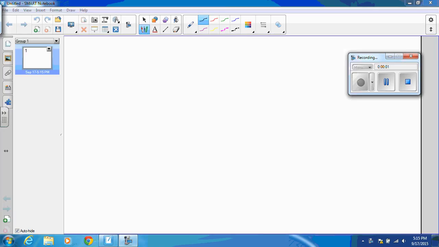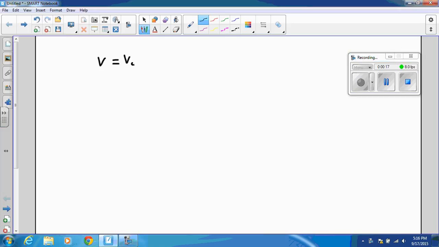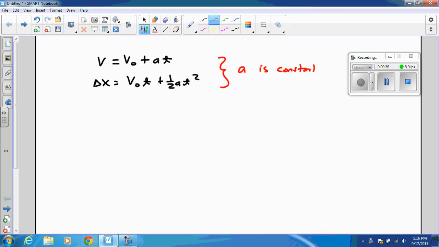Howdy. As promised, I'd like to take a few minutes to develop a couple of shortcuts, a couple of formulas that come about by substituting into the equations of motion. You recall that so far our two equations of motion have been v equals v0 plus at, and delta x is equal to v0t plus 1/2 at squared. And both of these are valid when the acceleration is constant, meaning not changing over time.